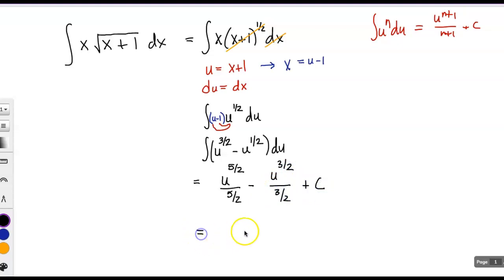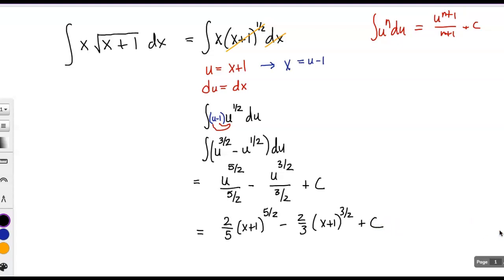And then we can just go ahead and back substitute. So u is equal to x plus 1. So this would be 2/5 times x plus 1 to the 5/2 minus 2/3 times x plus 1 to the 3/2 plus c. So you actually don't have to do integration by parts on that one.